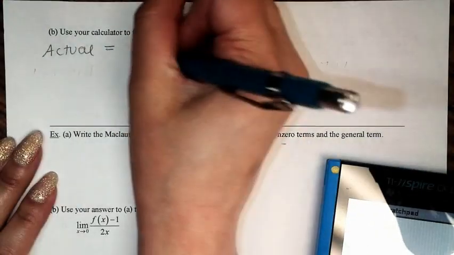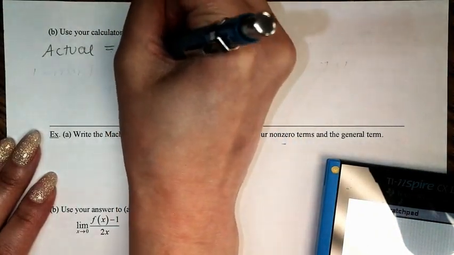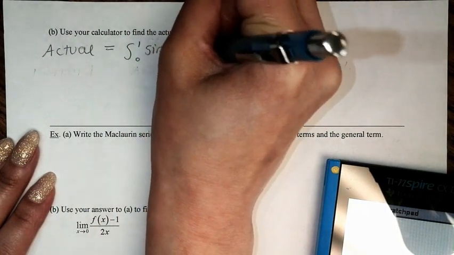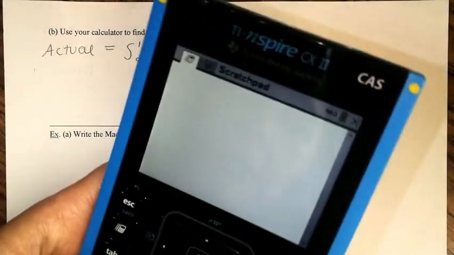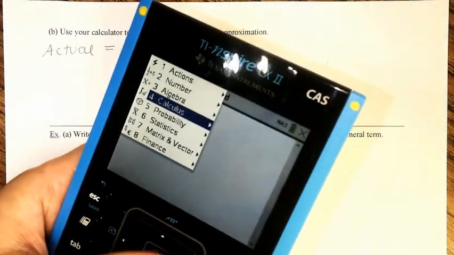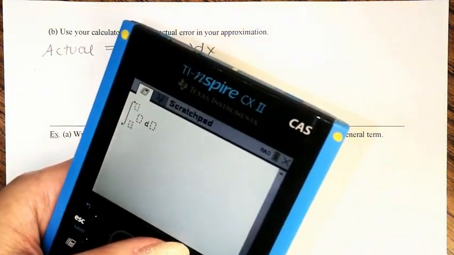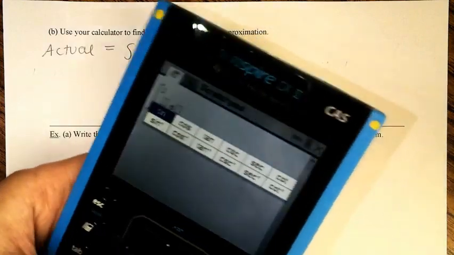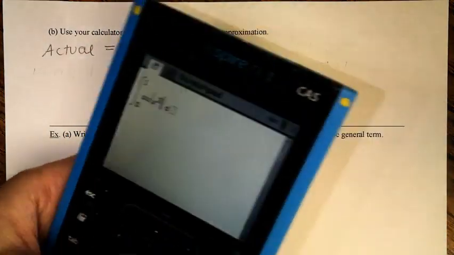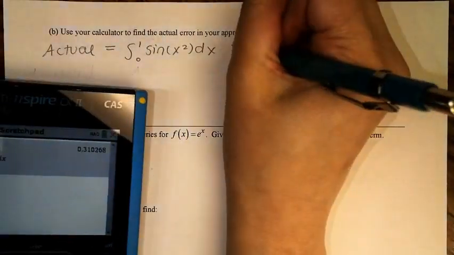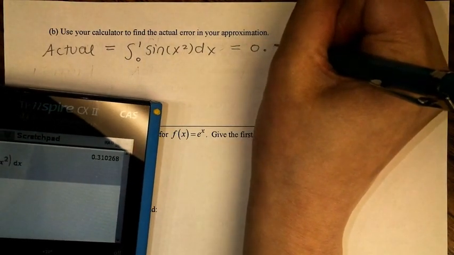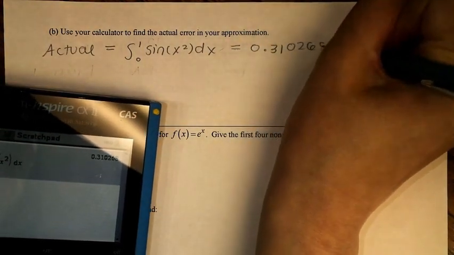So you go to calculate. The actual value is the integral from 0 to 1 of sine of x power 2 dx. As you can see, we cannot do it by hand because the antiderivative would be disgusting. So you go to calculus, then integral, then you have from 0 to 1. Then you type your beautiful sine function there, x power 2, and then your dx here. Do you see it? So you copy that value. The actual value is 0.310268 and so on.